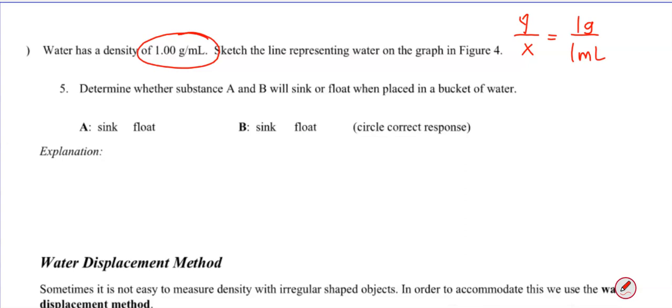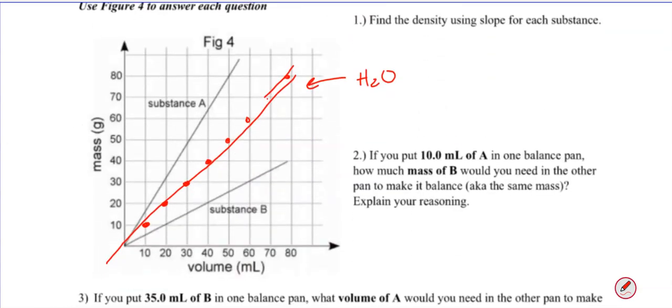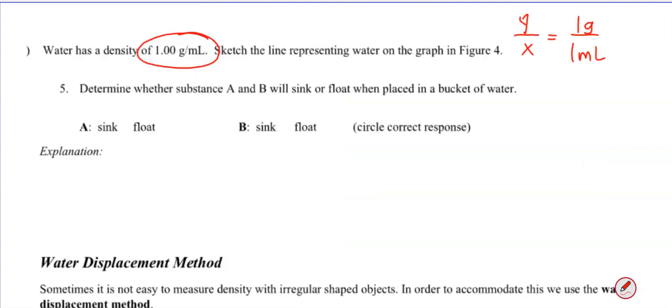They say, determine whether substance A and B will sink or float when placed in a bucket of water. So A is more dense than water. It has a steeper slope than water. And we already know what the densities were. This was 1.6 grams per milliliter. This was 1.00 grams per milliliter. And this was 0.5 grams per milliliter, as a refresher. Okay, so something that's more dense will end up sinking. It's heavier per unit of volume. So substance A will sink.